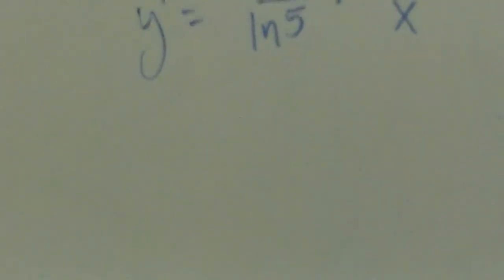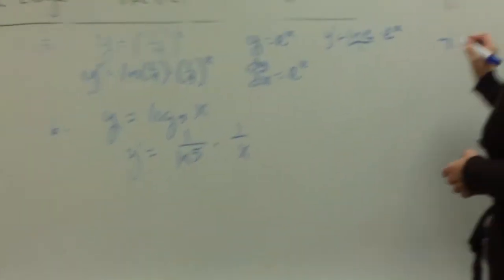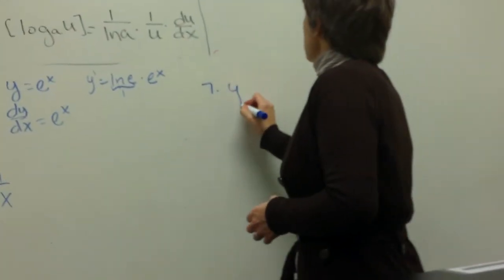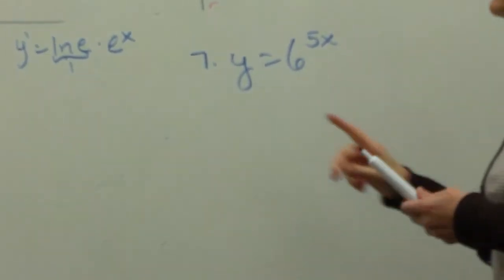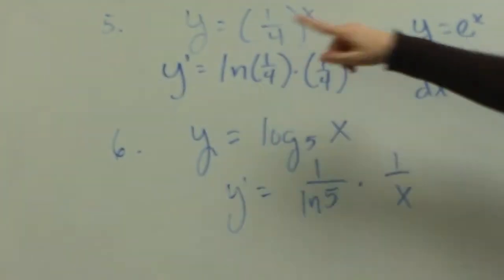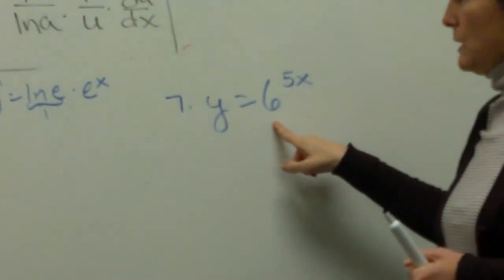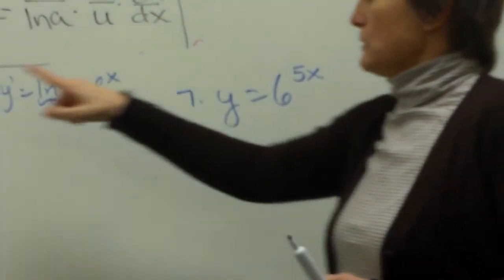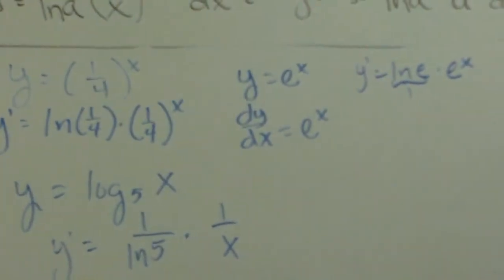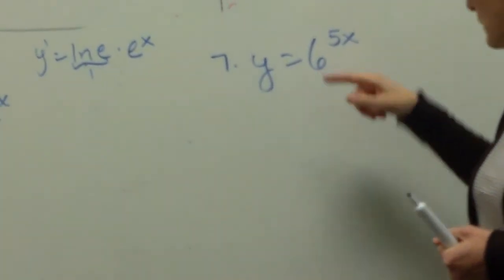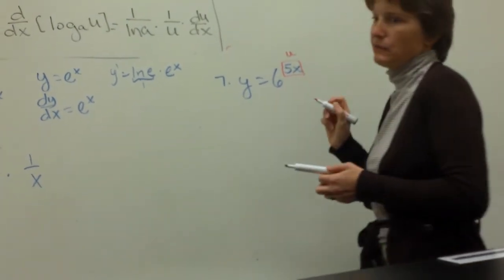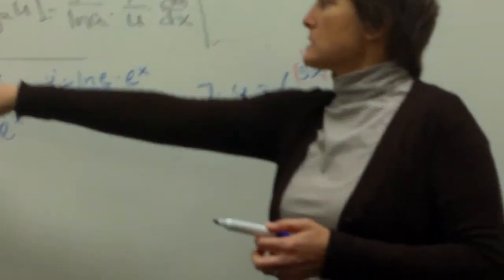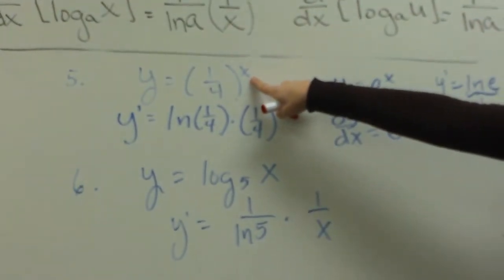And then finally, number 7 is 6 to the 5x. So the difference between number 5 and number 7 is the base is different, 1/4, 6. But the other thing, the more important difference is the exponent. In this case, the exponent is a function of x. Over there, the exponent was just x.